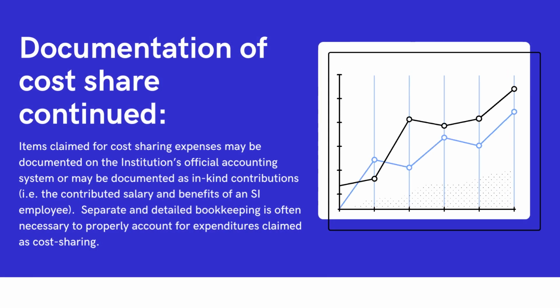Items claimed for cost-sharing expenses may be documented on the institution's official accounting system or may be documented as in-kind contributions. For example, the contributed salary and benefits of an SI employee. Separate and detailed bookkeeping is often necessary to properly account for expenditures claimed as cost sharing.